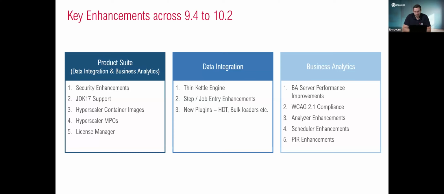In the BA server, we have implemented improvements. We are now WCAG 2.1 compliant, meaning people with disabilities can now also use the interface. Many of our public sector customers requested this as it was a requirement in many projects. We have met these requirements in the new version. Additionally, there are extensions in the scheduler and some improvements have been made in the Pentaho Report Designer.